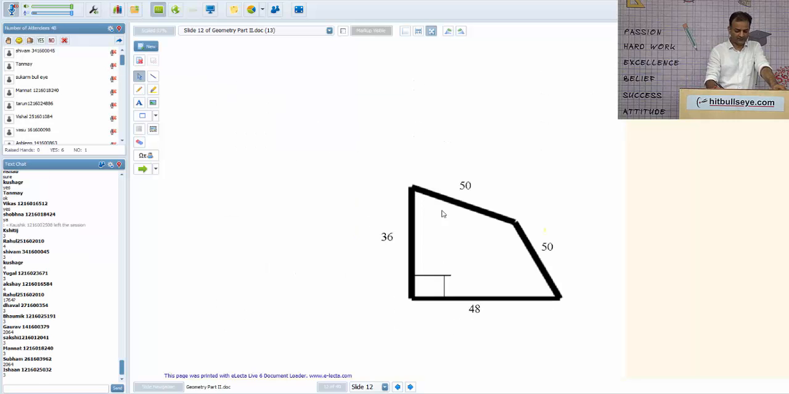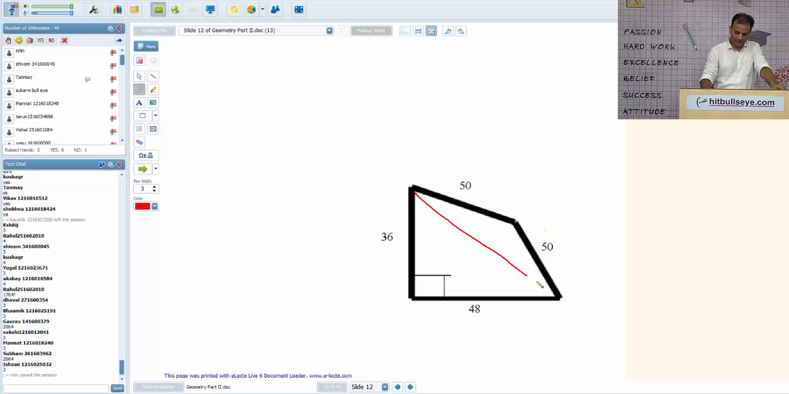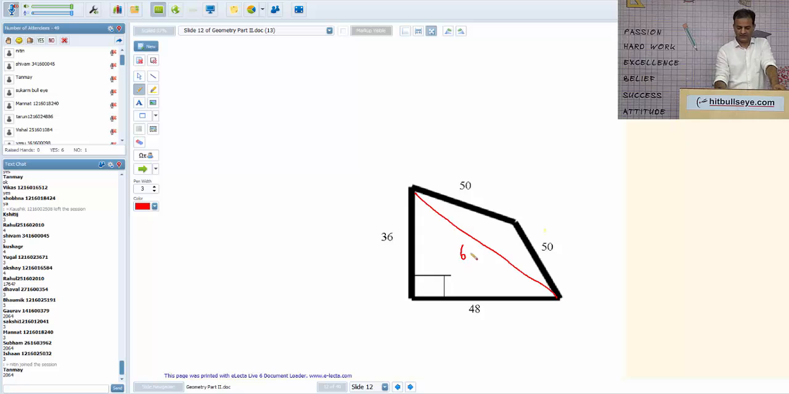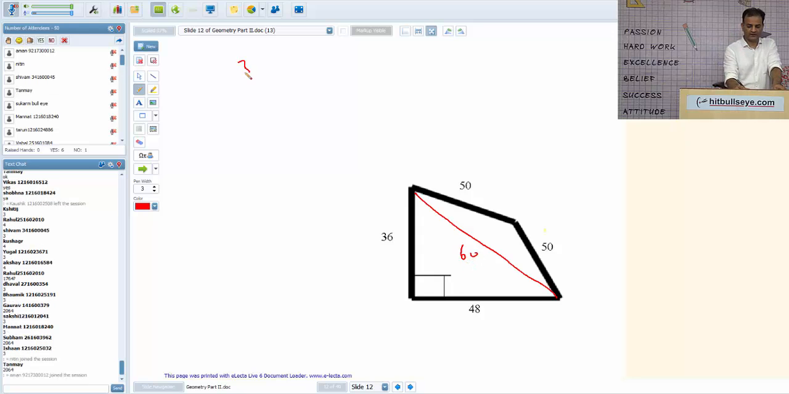Okay, now let's see. This is a right angle triangle, friends. If I draw, this will be the hypotenuse. It will be 60 because 36, 48, 60, again in the ratio 3, 4, 5. Otherwise, you have to do 36 square plus 48 square equal to 60 square. But again, it is in the ratio 3, 4, 5.